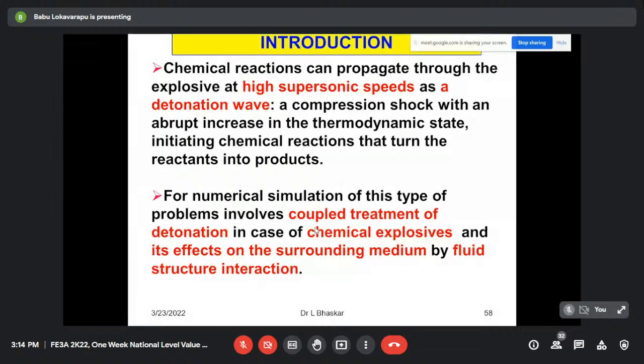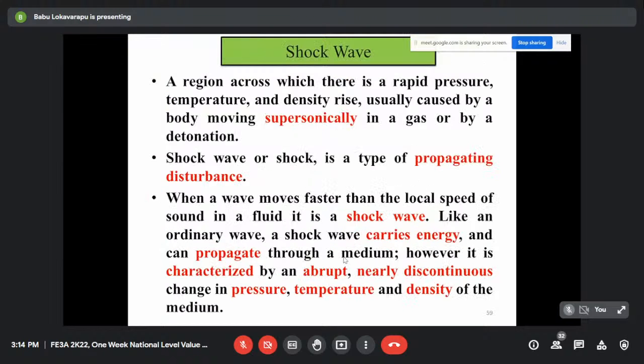Here, in this case, the numerical analysis is a coupled treatment of detonation in the case of chemical explosions and its effects on the surrounding medium by fluid structure interaction. We call it FSI, fluid structure interaction. How the effect will be there on the solid through the fluid, because the wave is traveling through water.